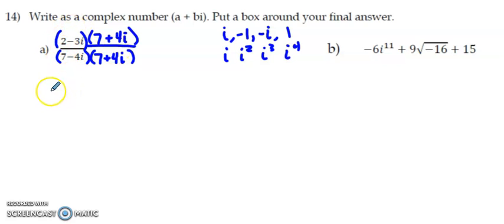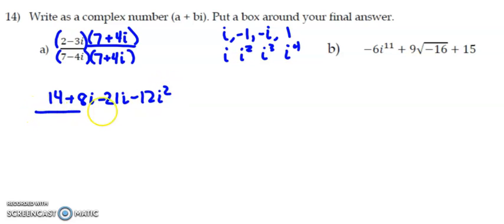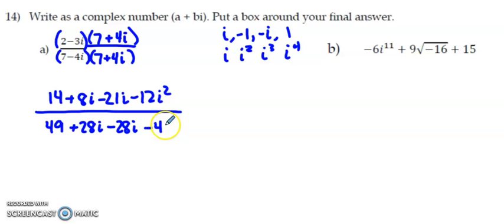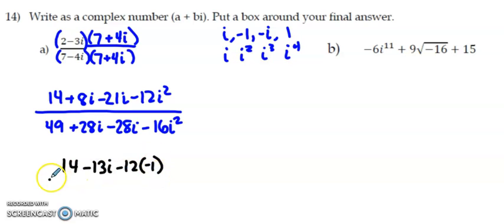So across the top, I'm going to have 14 plus 8i minus 21i minus 12i squared all over 49 plus 28i minus 28i minus 16i squared. So let's clean things up. Across the top, I'm going to have 14 minus 8 minus 21 is negative 13i. Negative 12i squared is really negative 12 times negative 1. Over, those are going to cancel.